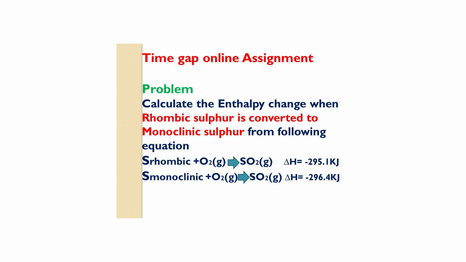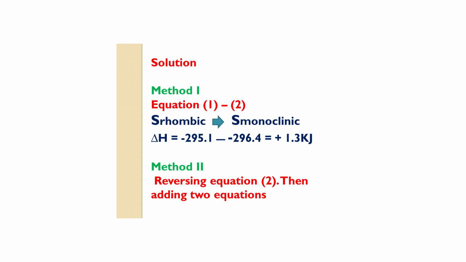How will you calculate, from these two equations, the conversion of sulfur rhombic into sulfur monoclinic? Simple calculation, that is subtraction. Equation 1 minus equation 2. We will get sulfur rhombic converted into sulfur monoclinic. Oxygen and sulfur dioxide cancel. We get delta H is equal to minus 295.1 kilojoule per mole minus of minus 296.4 kilojoule. We will get delta H value plus 1.3 kilojoule. Again, this problem can be calculated by another method, reversing equation number 2. We will get the same answer, delta H is equal to plus 1.3 kilojoule per mole.